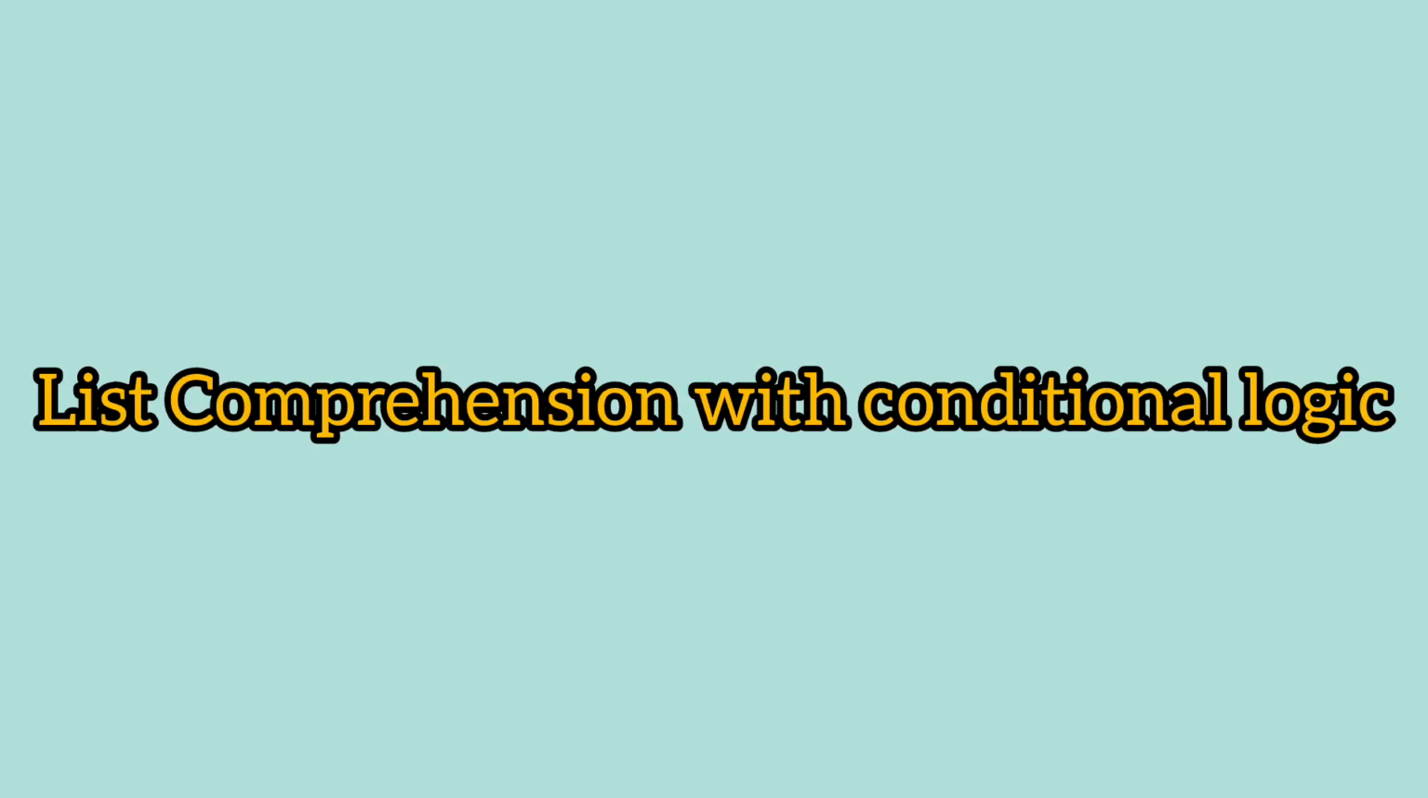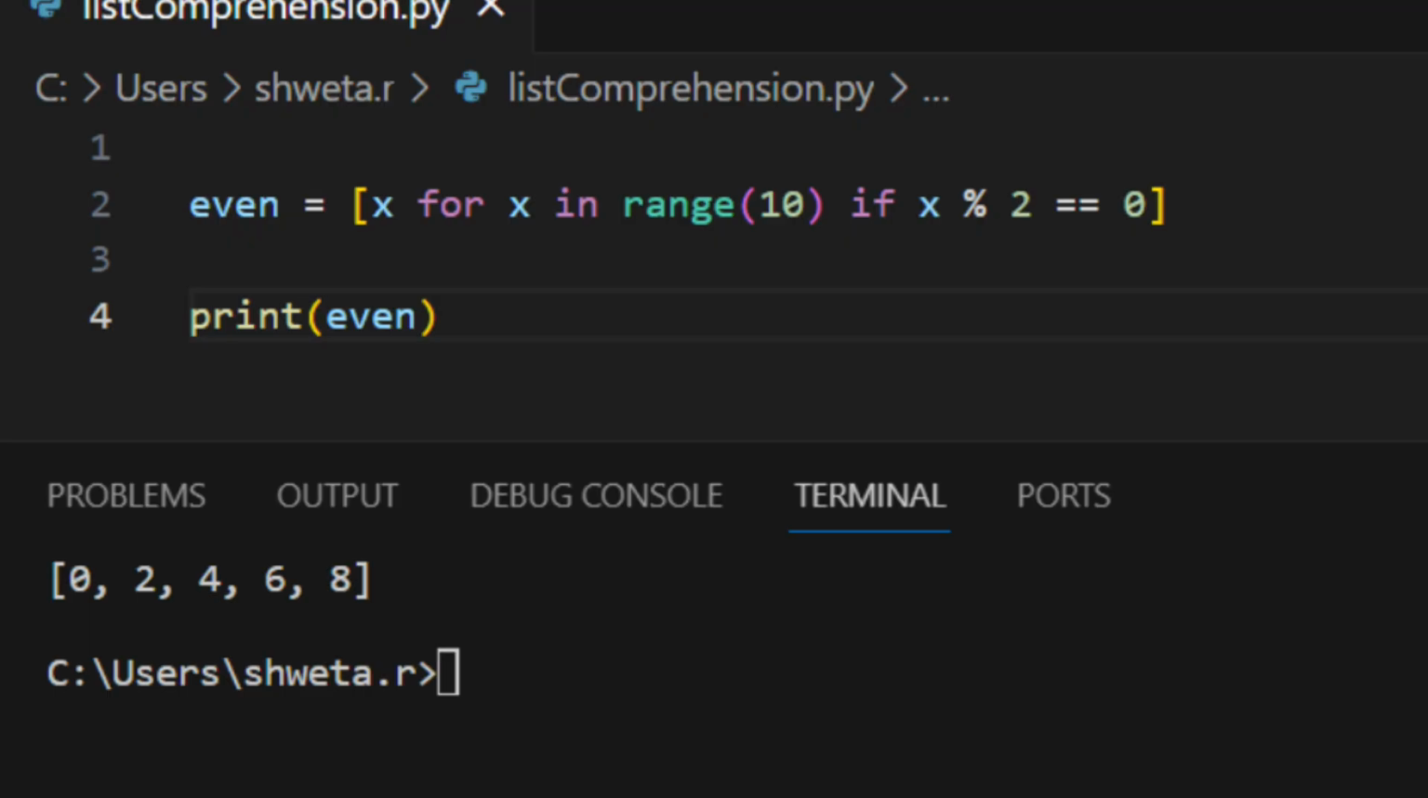We can also pass conditional logic inside list comprehension. Let's see an example of this. In this example, we are creating a list of even numbers. The expression is: we are returning x if x is divisible by 2, from numbers 0 to 9.